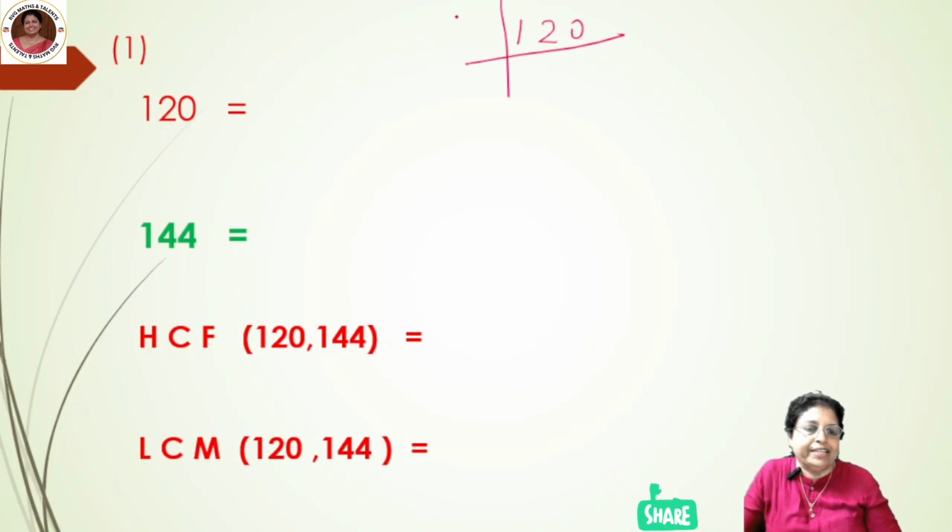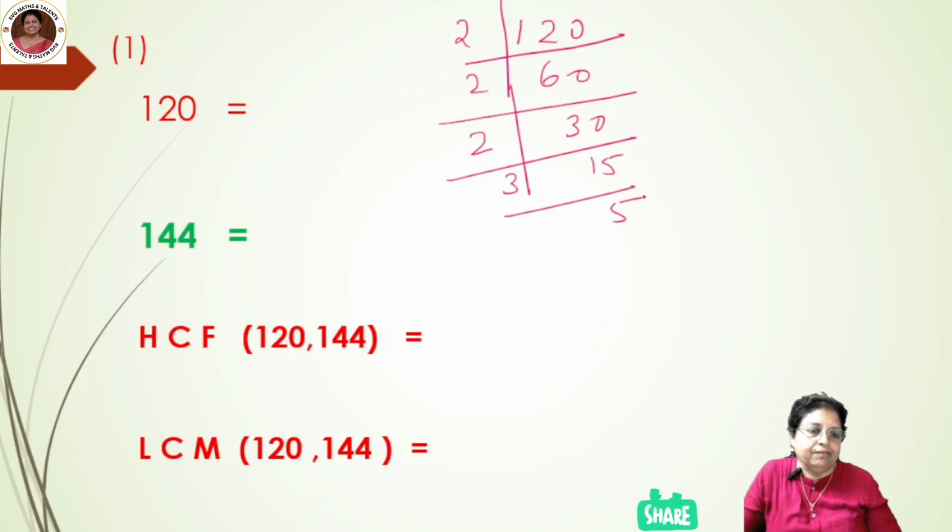120 is divided by 2. That is 60. 60 is divided by 2. Then you will get 30. It is divided by 2. You will get 15. 3, then 5. So we got the factors. That is 2 times 2 times 2 times 3 times 5.